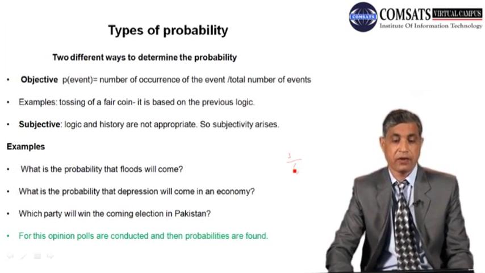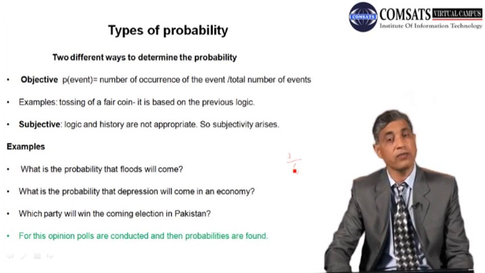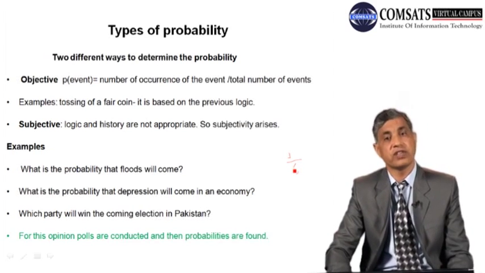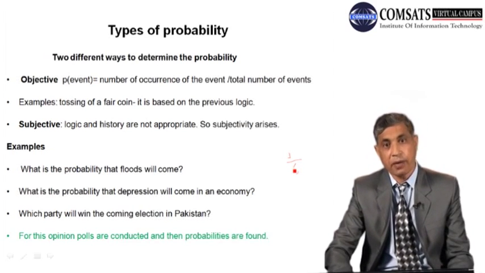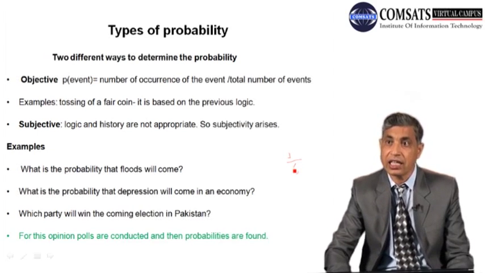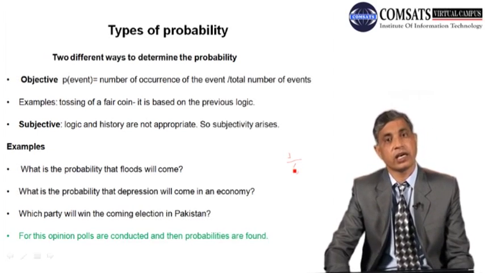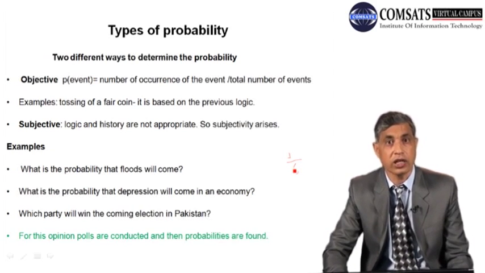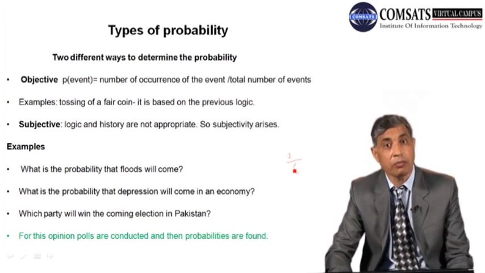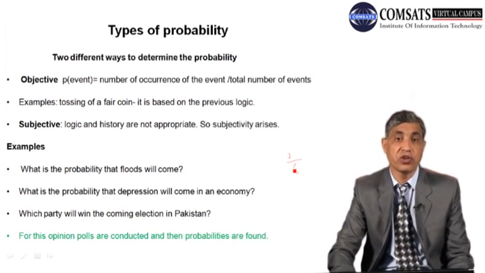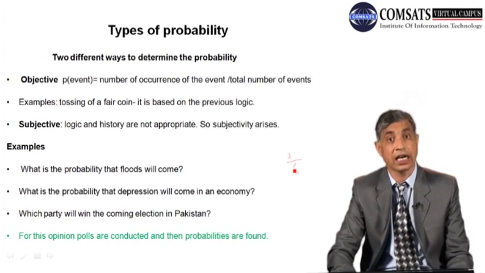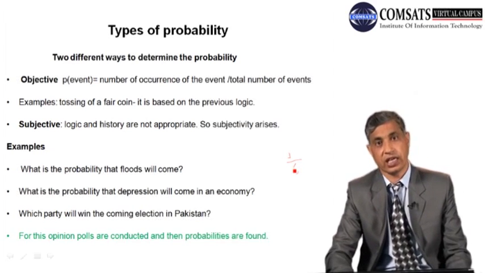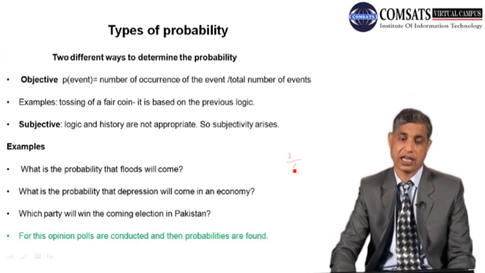The other example: what is the probability that depression will come in the economy? You know that depression keeps on visiting the economies, there are business cycles, but we can't say. We just say that the crisis is going to appear. But what is the probability that in 2020 the economic crisis will come? We are unable to say, because we do not have strong, concrete, precise information about this cyclical fluctuation of the crisis.